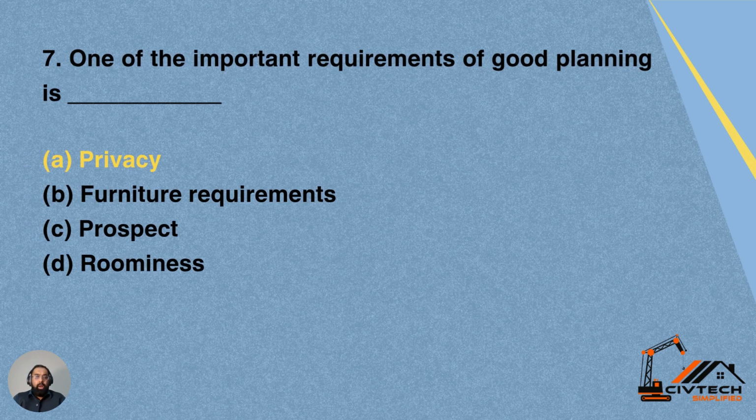Question number seven. One of the important requirements of good planning is number A, privacy, number B, furniture requirements, number C, prospects, number D, prominence. So what is the important requirement? One of the important requirements of good planning is to maintain the privacy of the tenants. So option A is correct for this question.